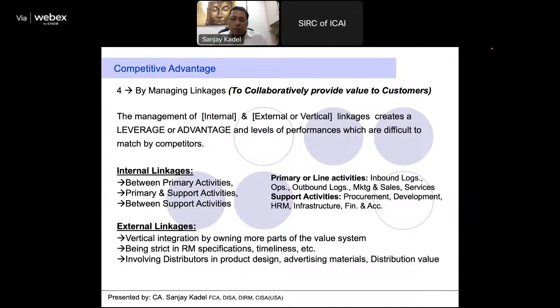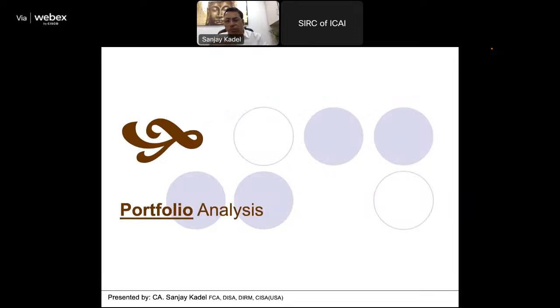So if you can link these two activities, and within these activities also you can do linkages, then there is a collaborative value addition to your customers. If there is a collaborative value addition to your customers by your departments, then definitely you have a competitive advantage. Otherwise, no. External linkages also you can manage. Now coming to one concept called portfolio analysis.